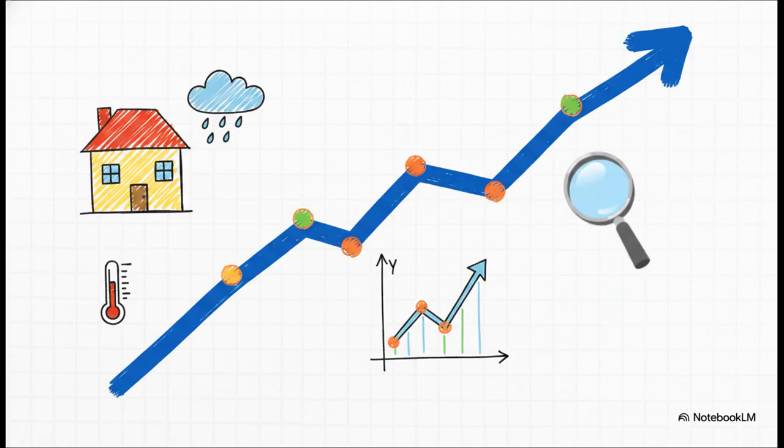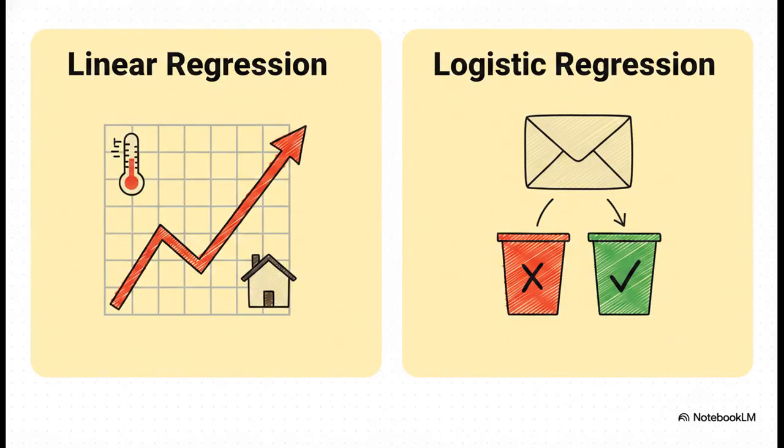It's a supervised learning model you use when you want to predict a continuous number. Think about forecasting sales, or predicting a house price based on its size, or maybe estimating the temperature tomorrow. If you're trying to predict a value that can fall anywhere on a scale, linear regression is a fantastic place to start. But what if you need to predict a category instead of a number?